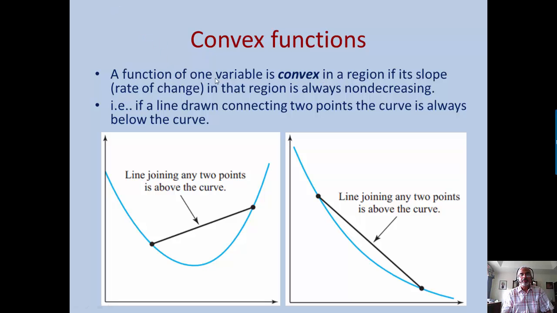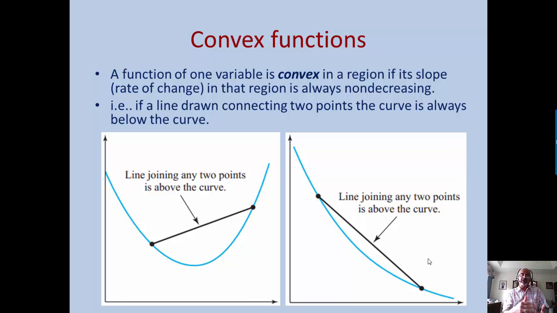A function of one variable is convex in a region if the slope, that is the rate of change, is always decreasing. An easier way of looking at this is, if you connect any 2 points on the curve, the curve is always below the line. So this is one example. Here is another example. In these two examples, if you connect any 2 points, the curve will always be below the line. And a function like that is called a convex function.